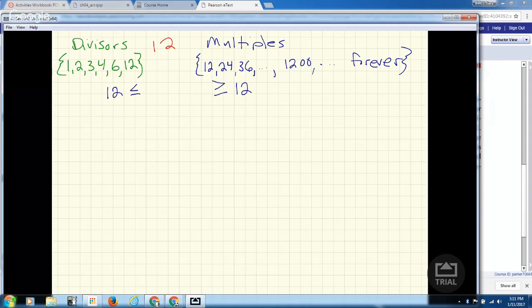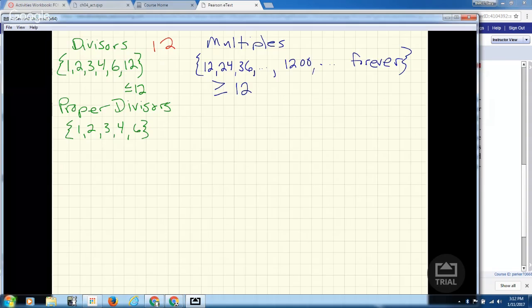Oops, I put the 12 on the wrong side. Let me just get rid of that. It's in the wrong color too. All right, so the divisors are less than or equal to 12. They're always smaller or equal to. So a number is both a multiple and a divisor of itself. Sometimes with divisors, we talk about proper divisors. Those are the numbers that are strictly less than the number. So the proper divisors are 1, 2, 3, 4, and 6. So those are the proper divisors.